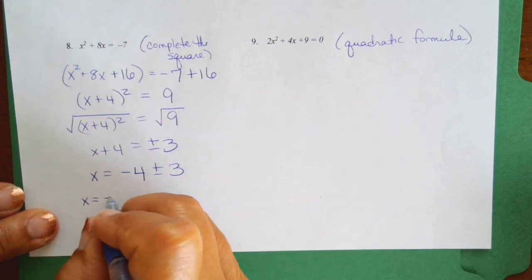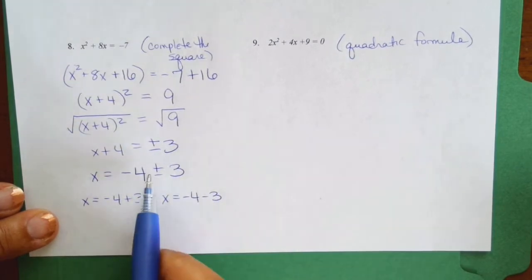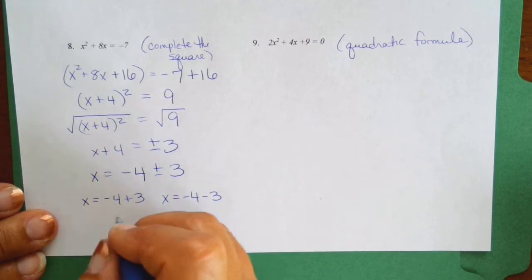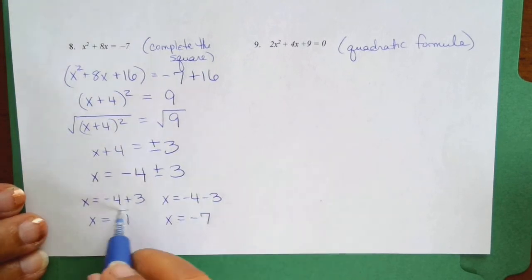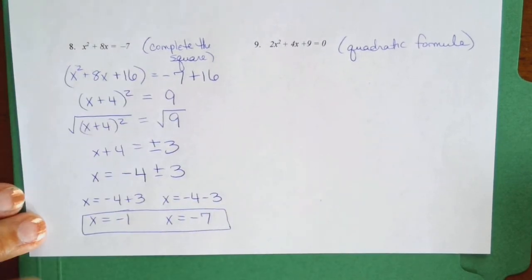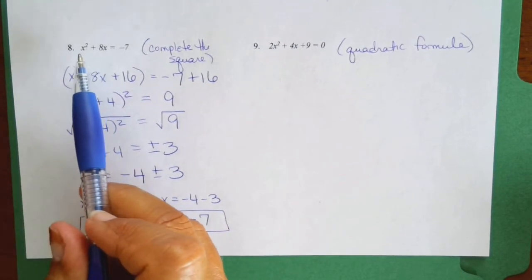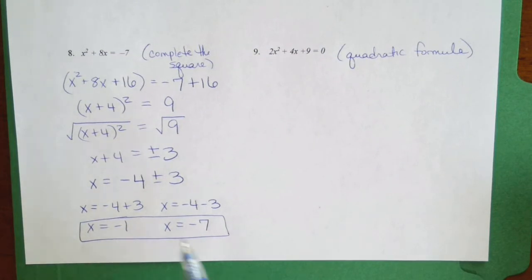So let's break that up. Negative 4 plus 3, and then we're going to do negative 4 minus 3, okay? Because that's 2 numbers. So we got a positive 3 and a negative 3. So negative 4 plus 3 is negative 1, and negative 4 minus 3, negative 7. So there are your 2 solutions. Now remember, we're doing quadratics, so typically they have 2 solutions. Remember the square, that's how many answers you should get. Sometimes you'll get 1, sometimes you'll get none, but usually if they're not the same, you'll get 2.